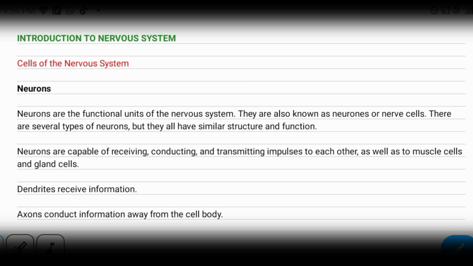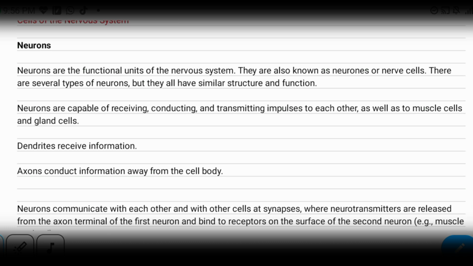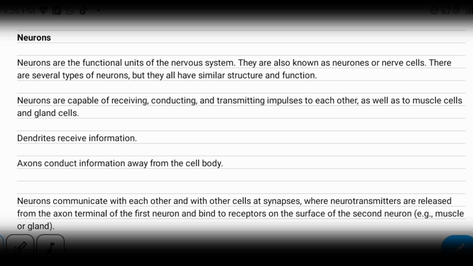So let's start with the cells that make up the nervous system. And one of the most important cells is the neuron. The neuron is the functional unit of the nervous system. It is also known as the nerve cell. And neurons have a few types, and they are similar in structure and function.